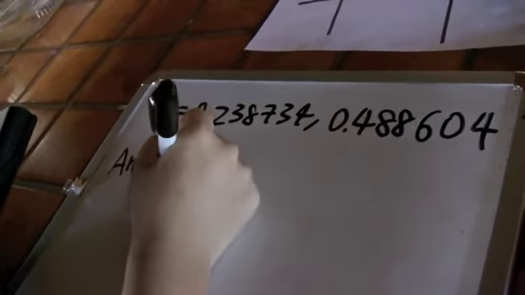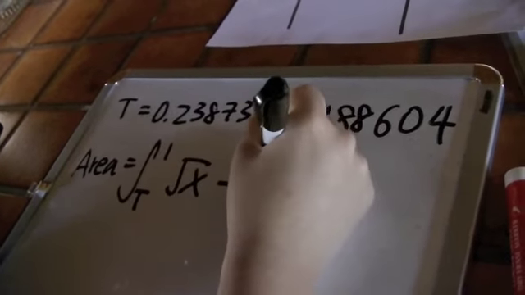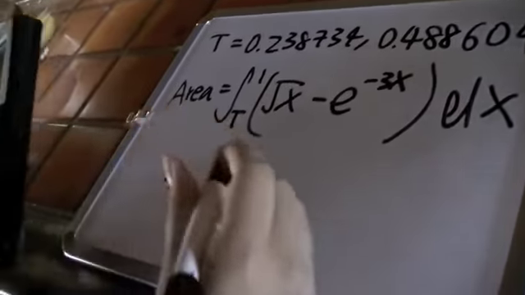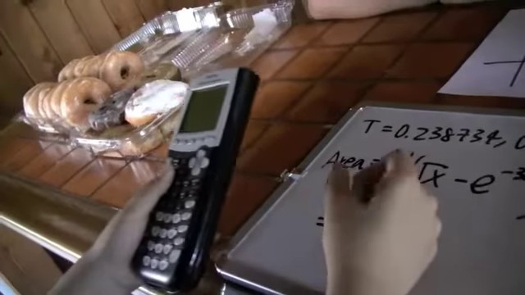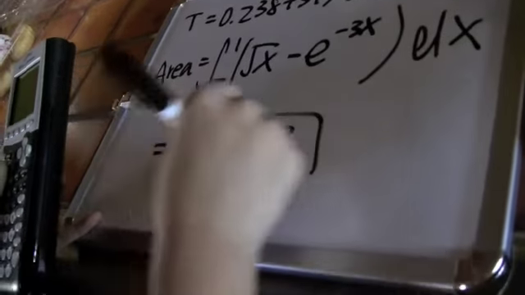this goes first. From T to 1, square root of x minus e to the power of negative 3x. And you need to always put dx at the end of the equation. And then you plug this equation into your calculator, then you get 0.442. And this is your final answer.